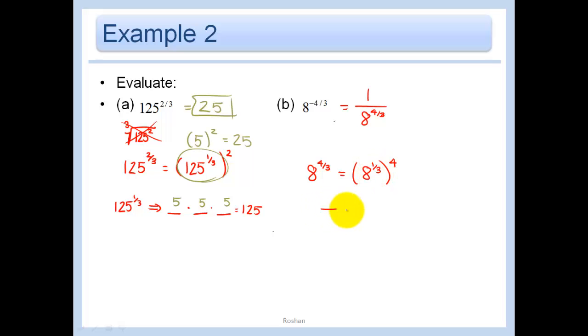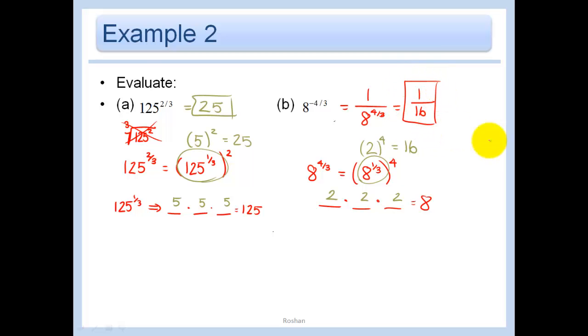Because I'm saying what times what times what equals 8. Well, 2 times 2 times 2 equals 8. So this part's going to be 2. And then I have to do that to the 4th power. And 2 to the 4th power is 16. So let me go back to my original question, which is 1 over that answer that I just got, 1 over 16. And that is my final answer.